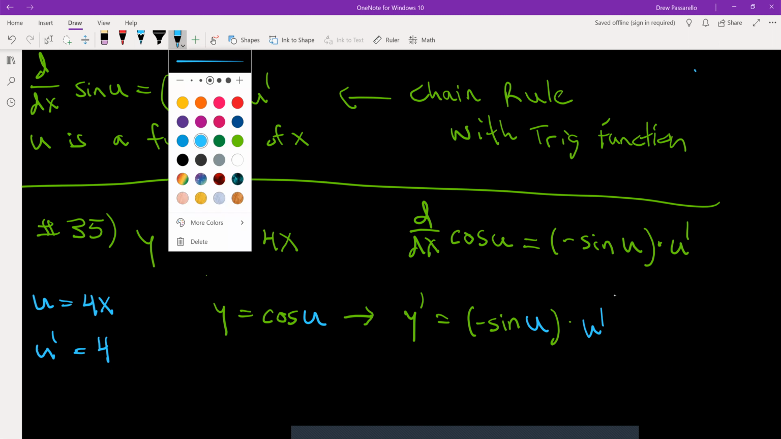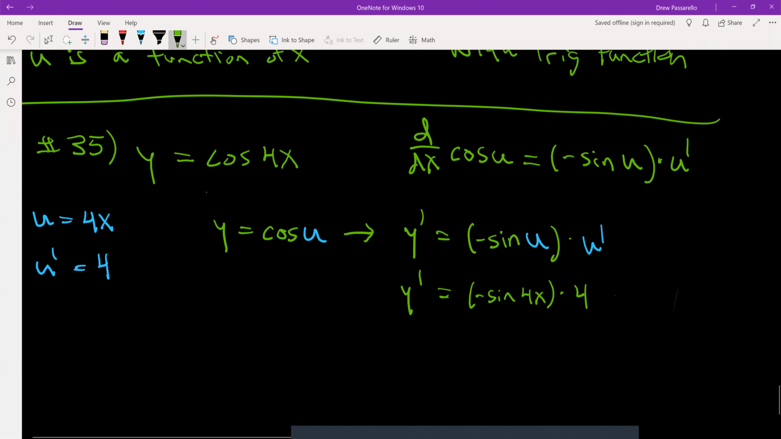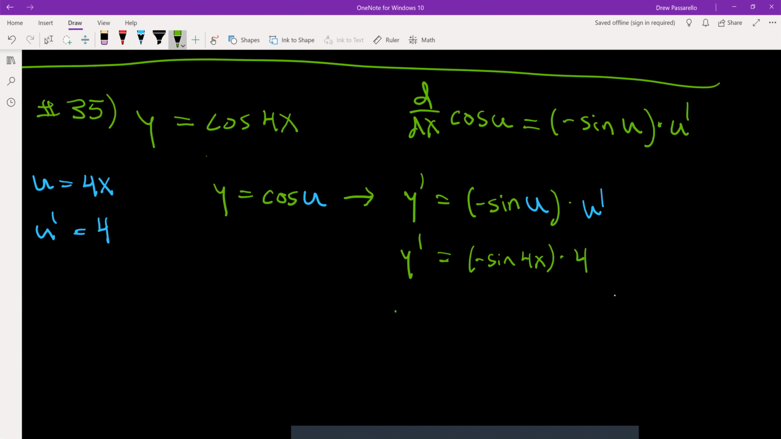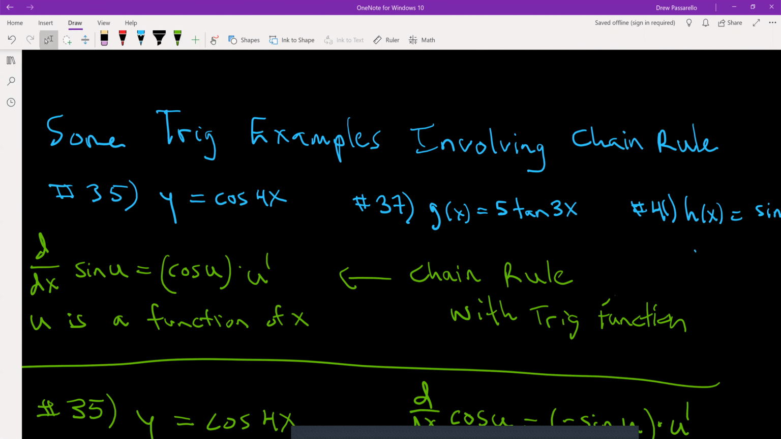So y prime is equal to negative sine of 4x times 4, which is just negative 4 sine of 4x. That's pretty much it. That's going to be the answer. All right, so next one involves tangent.